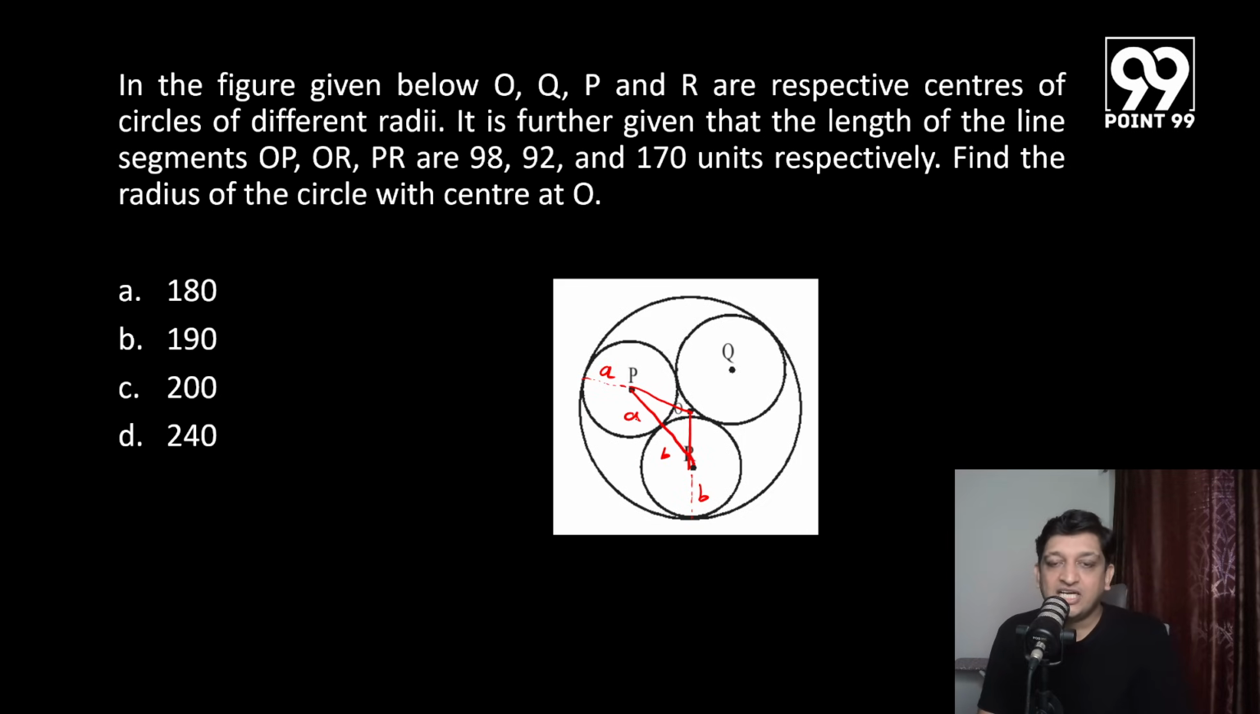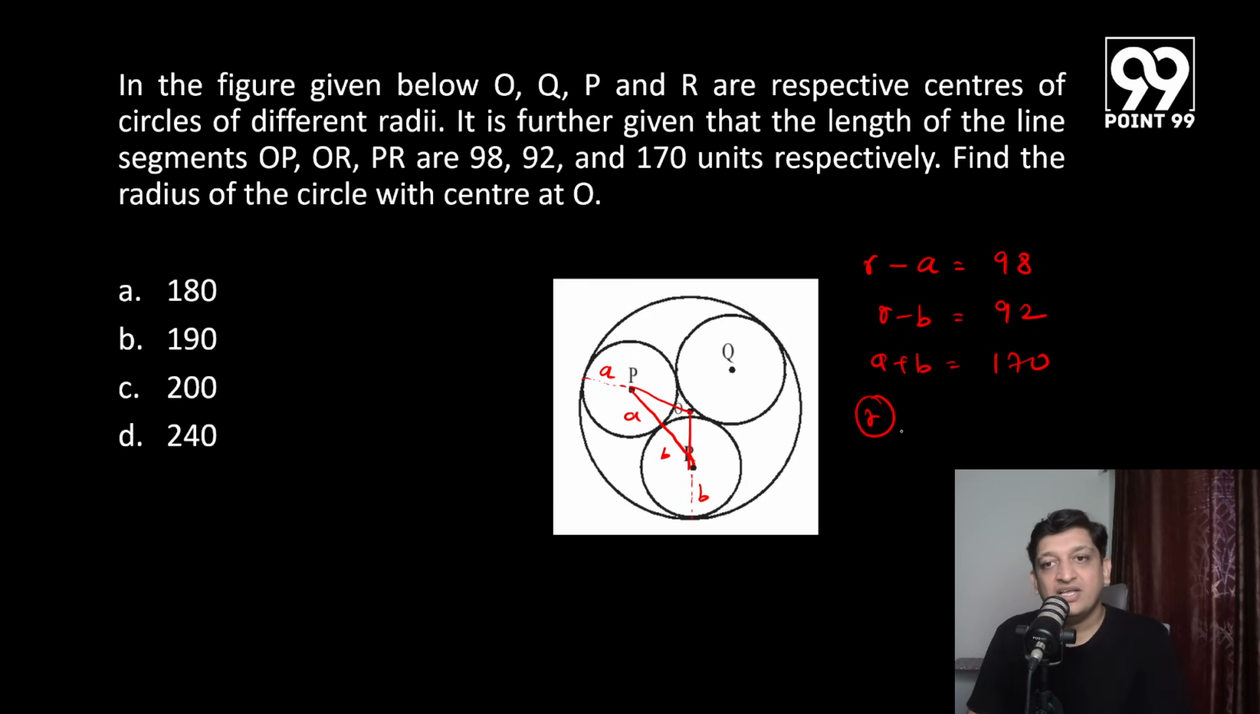So we have a couple of things here. Now OP we know is 98, which basically means the entire radius minus A. So let's say, for example, the radius of the larger circle is R. The entire radius minus A is going to be equal to 98. The entire radius minus B is going to be equal to 92. And we also know that A plus B is going to be equal to 170. We have to find the value of R.